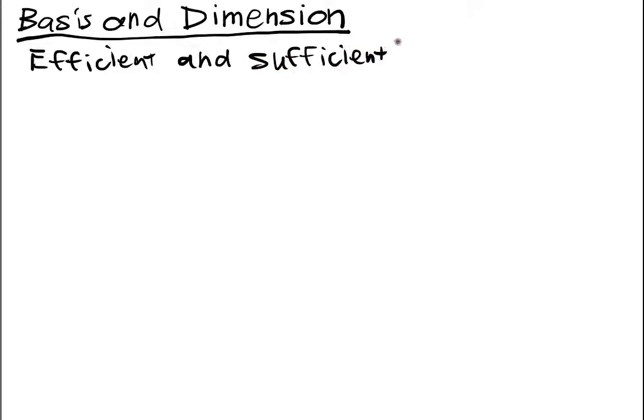So we've talked about efficient representations, and we've talked about sufficient representations. But can we have both in the same package? Well, we can, and we call such a thing a basis.